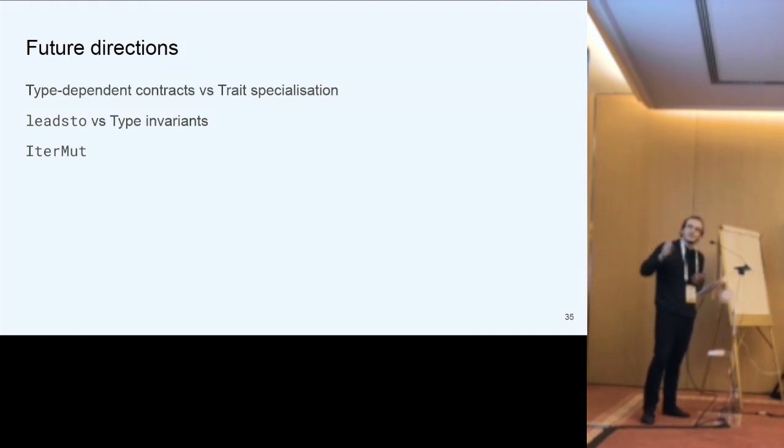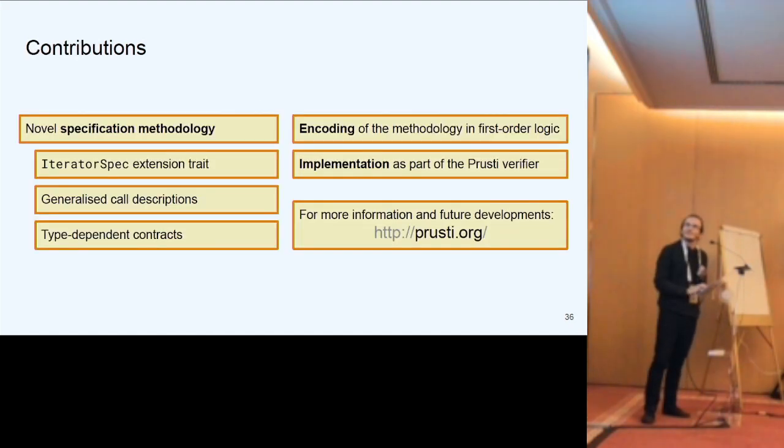You might have noticed that this n-step predicate feels very similar to a type invariant for an iterator, and indeed it is. We designed this methodology for verifiers which do not necessarily have such a feature. And finally, IterMut, which is an iterator which allows you to mutate, for example, the elements of a vector as you iterate, is something that we believe our methodology should support, but the Prusti underlying tool doesn't at the moment, so oh well. And yeah, this is it. Thank you.